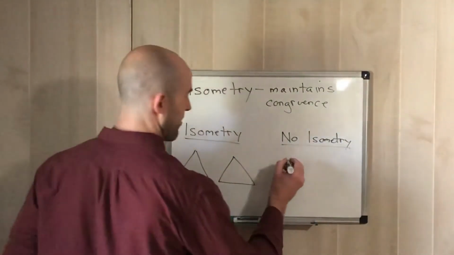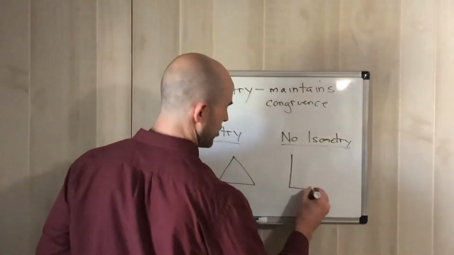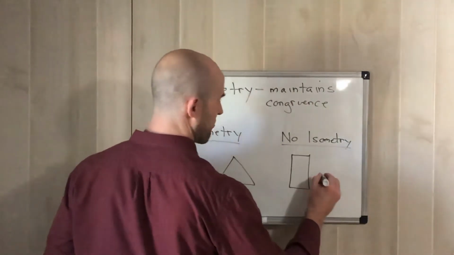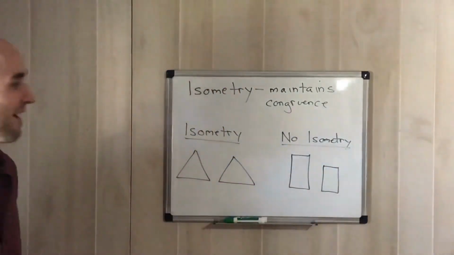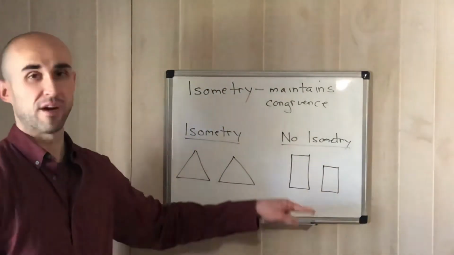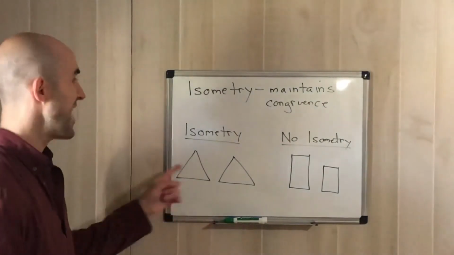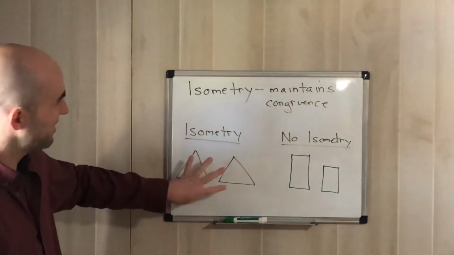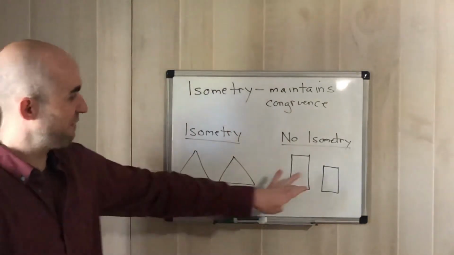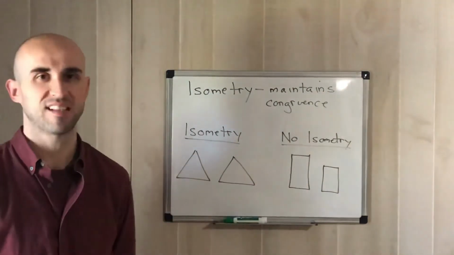Whereas if we were talking about two different quadrilaterals, we know that these two quadrilaterals would not have isometry because one's bigger than the other. Isometry means it has to be congruent, the same shape and the same size. If it's exactly the same, it's isometry. If they're different sizes, it's not isometry.